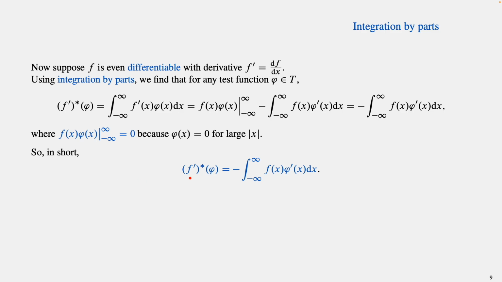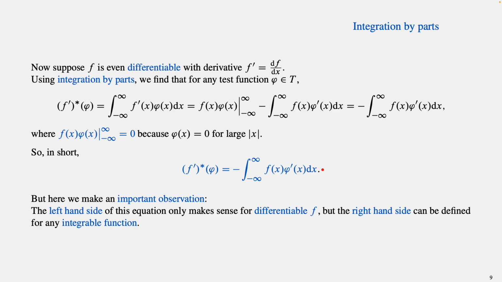So in summary, if f is differentiable, then f prime star applied to phi, the linear functional for f prime, is given by minus the integral from minus infinity to plus infinity of f of x times phi prime of x dx. And looking at this equation here, we make a crucial observation. This part here depends on f being differentiable, because only for differentiable f can we write this functional down, f prime star. But the right hand side does actually not depend on f being differentiable. So this expression here can be written down for any integrable function, or any function where this integral exists.